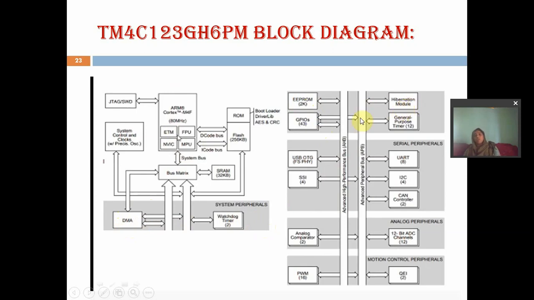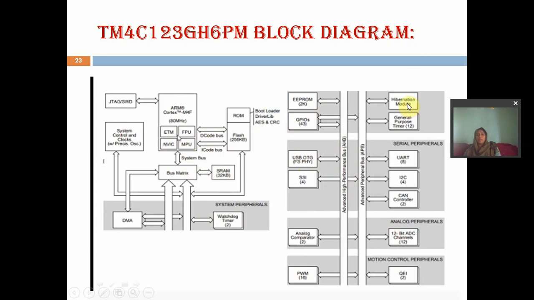And this is the hibernation module, a very advanced module in TM4C. We have a number of blocks in this processor, and for some operations we don't require some blocks. What the hibernation module will do is, whatever blocks we don't want for that operation, it will automatically keep those blocks in sleep mode, so that the power consumption is very low.